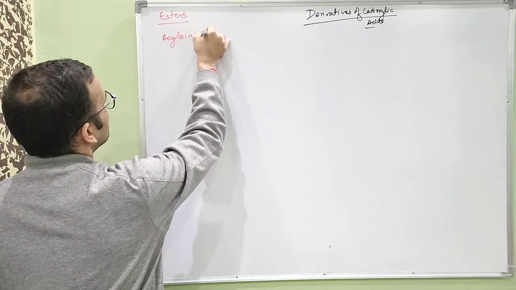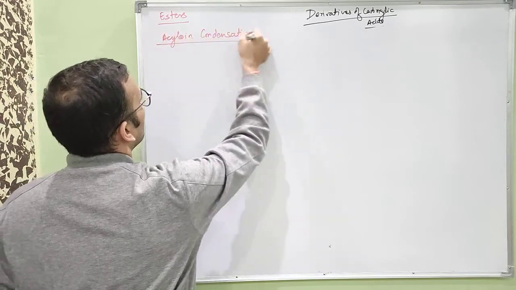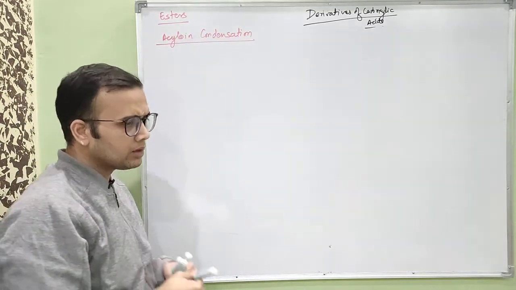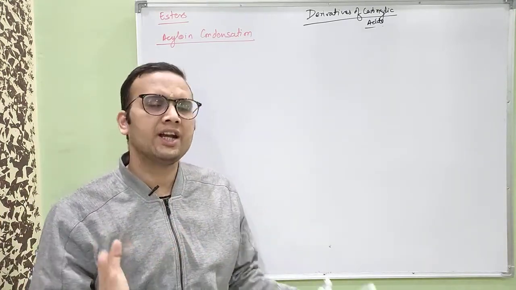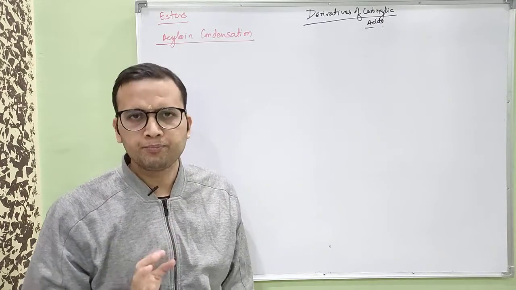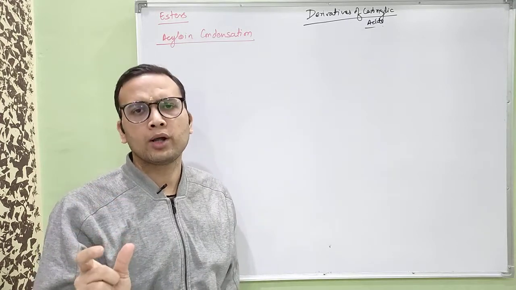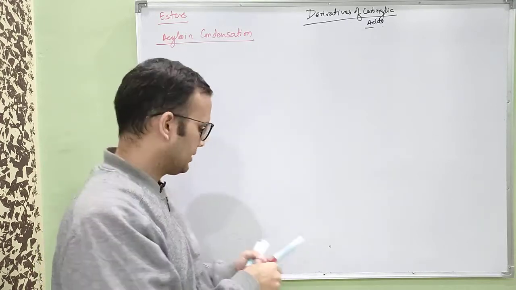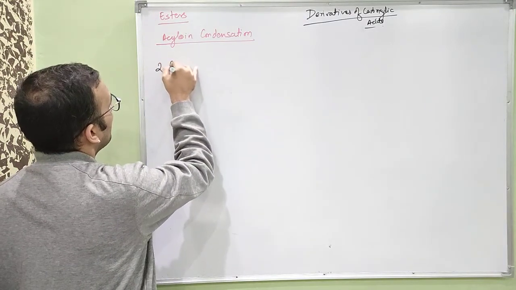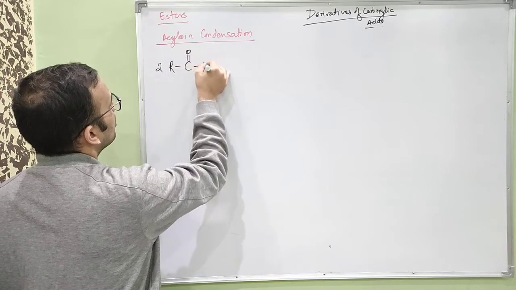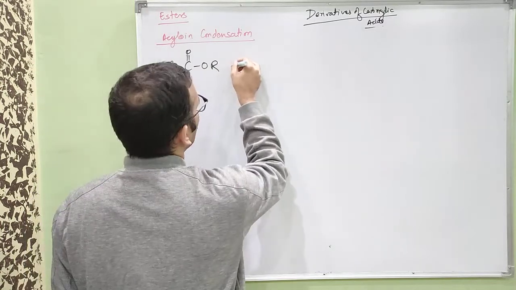Acyloin Condensation. So what happens in this reaction is there are two molecules of esters. They condense in the presence of sodium and xylene, and on acidic hydrolysis final product acyloin is obtained. So basic reaction is two molecules of R C double bond O O R. ठीक है, let's consider these to be the same.